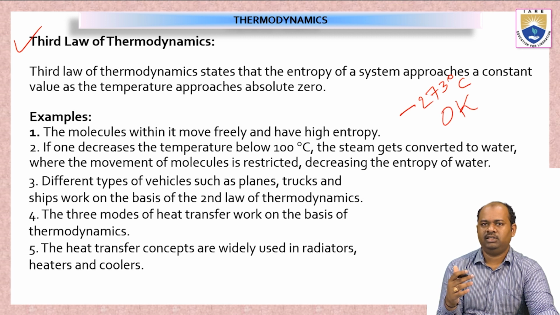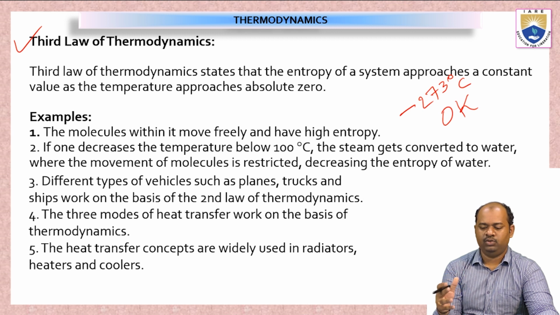Now we'll see some examples so that we can understand better. The first example is that molecules within the system will move freely and have high entropy. So this is one example where the molecules inside the system will move freely and have high entropy due to this temperature, but the entropy is constant. It will have some entropy, but it will not change, it will not increase or decrease.